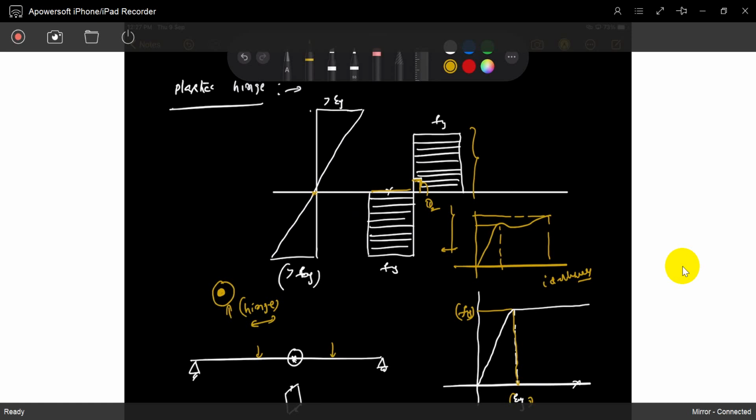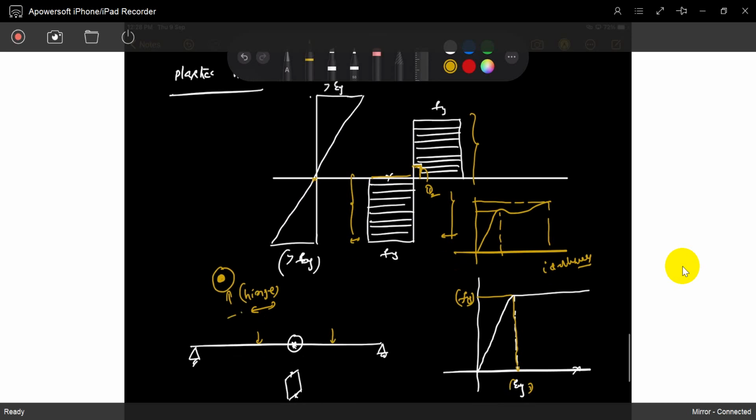Once you reach every fiber like this, what will happen? It is just a weak link. There is no strength at that point because every fiber is giving so high strains. That means there is no strength here. It's just a connector. That means what? That is a hinge. Understood?